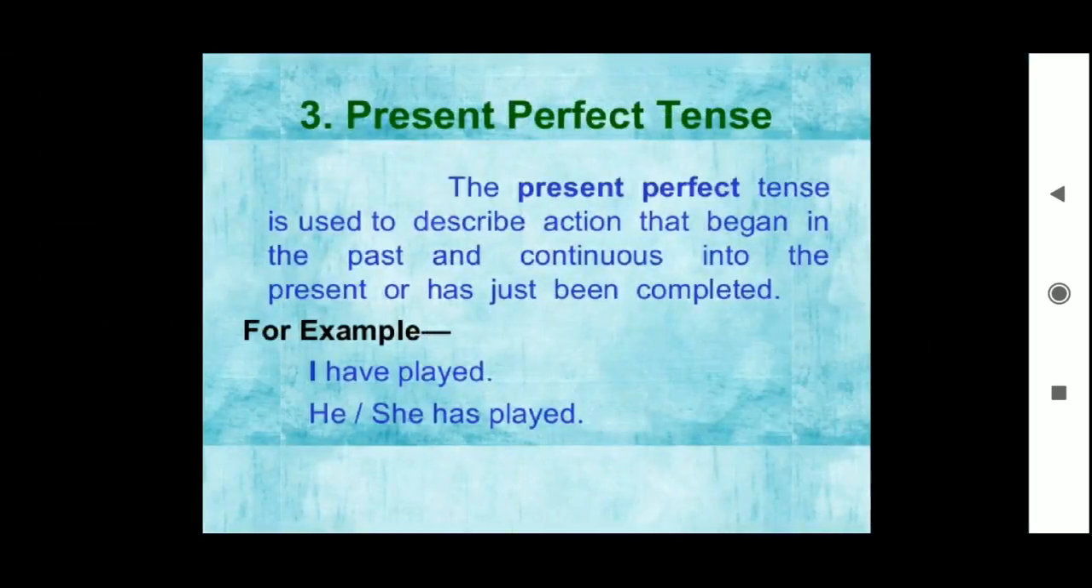Now come to the third point, that is present perfect tense. The present perfect tense is used to describe an action that began in the past and continues into the present or has just been completed. For example, you can see, I have played, he or she has played.